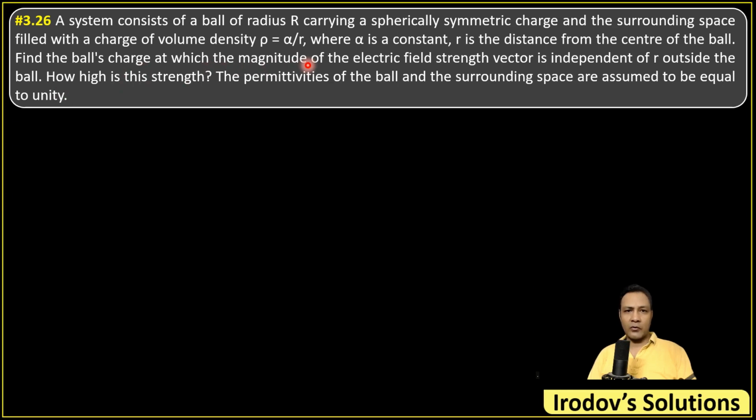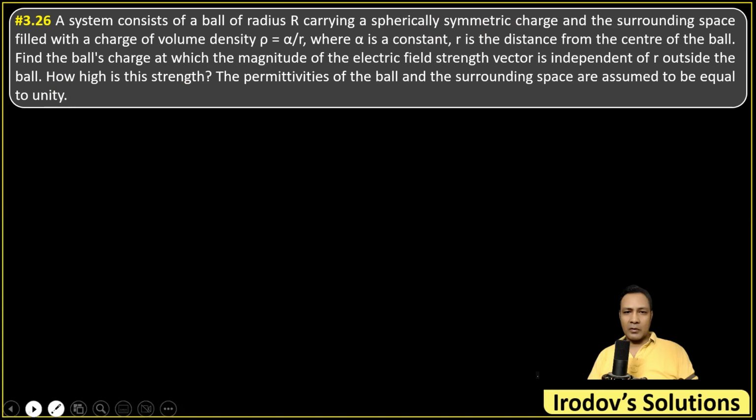Let's see this question of Irodov from electrodynamics, question number 3.26. The question states: a system consists of a ball of radius R carrying a spherically symmetric charge, and the surrounding space filled with a charge of volume density rho equal to alpha by r, where alpha is a constant and r is the distance from the center of the ball. What should the ball's charge be so that the magnitude of the electric field strength vector is independent of r outside the ball, and how high is this strength? The permittivities of the ball and the surrounding space are assumed to be equal to unity.